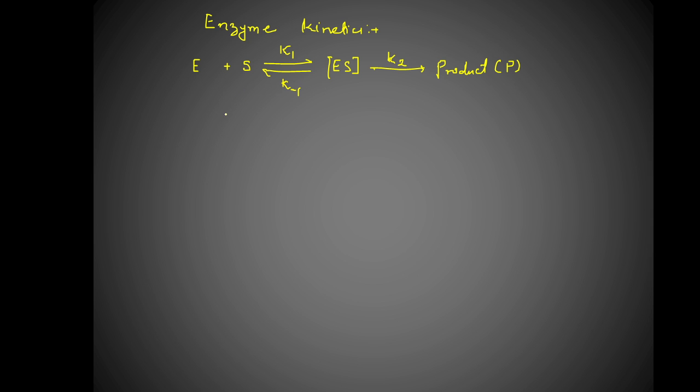So from this, we can determine rate of reaction. I will write rate is equal to rate of this reaction. It is equal to K2 into E0, that's free enzyme, into S, divided by substrate concentration S plus Km, where this Km is known as Michaelis-Menten constant.